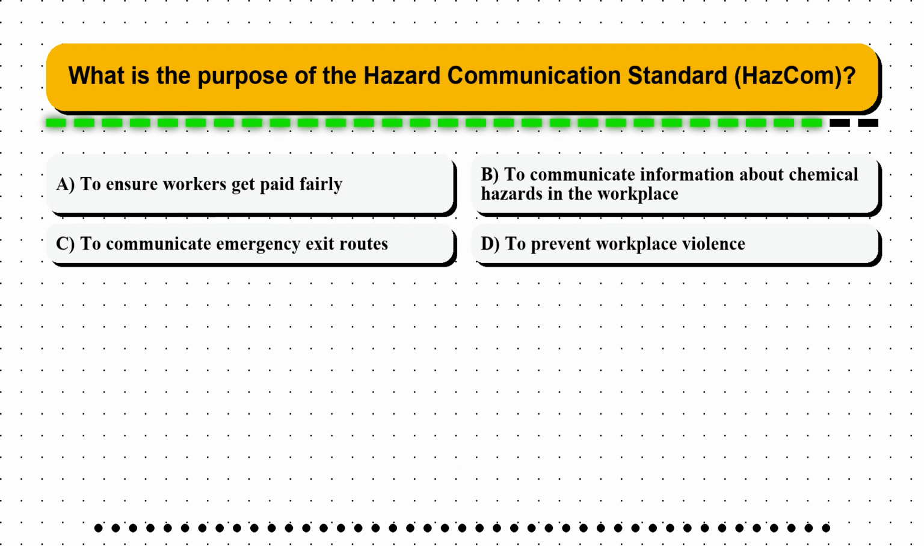Question 9. What is the purpose of the Hazard Communication Standard, HAZCOM? Option A, to ensure workers get paid fairly. Option B, to communicate information about chemical hazards in the workplace. Option C, to communicate emergency exit routes. Option D, to prevent workplace violence.